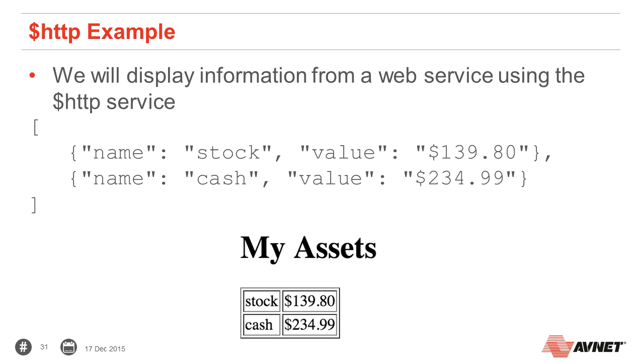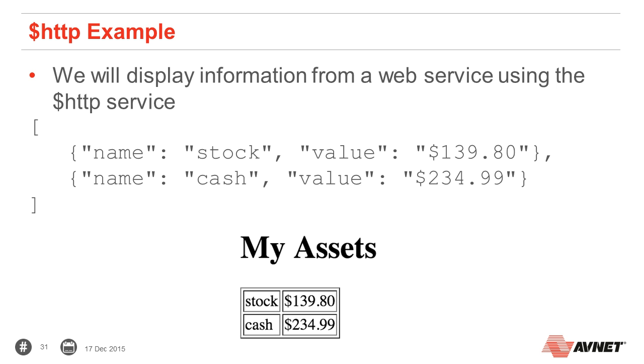And notice that we are supposed to enclose the property names in quotes, whereas when we're just defining a JavaScript object, we don't have to do that. In this case, we have two properties, name and value, and we have stock and 139.80 and cash and 234.99. Notice that we want to read back this information from our web server and display it in an HTML table. So each row in the table here corresponds with an object.